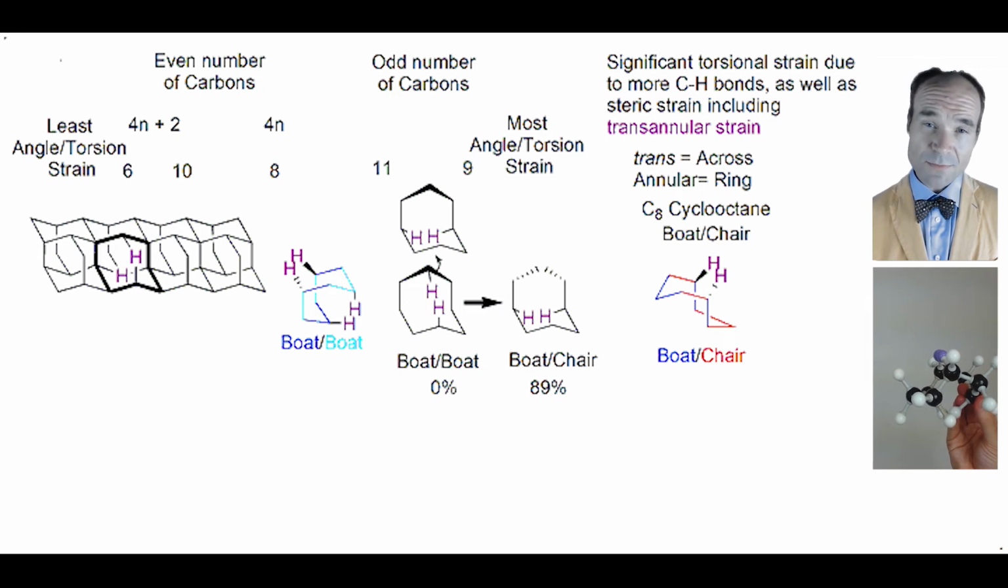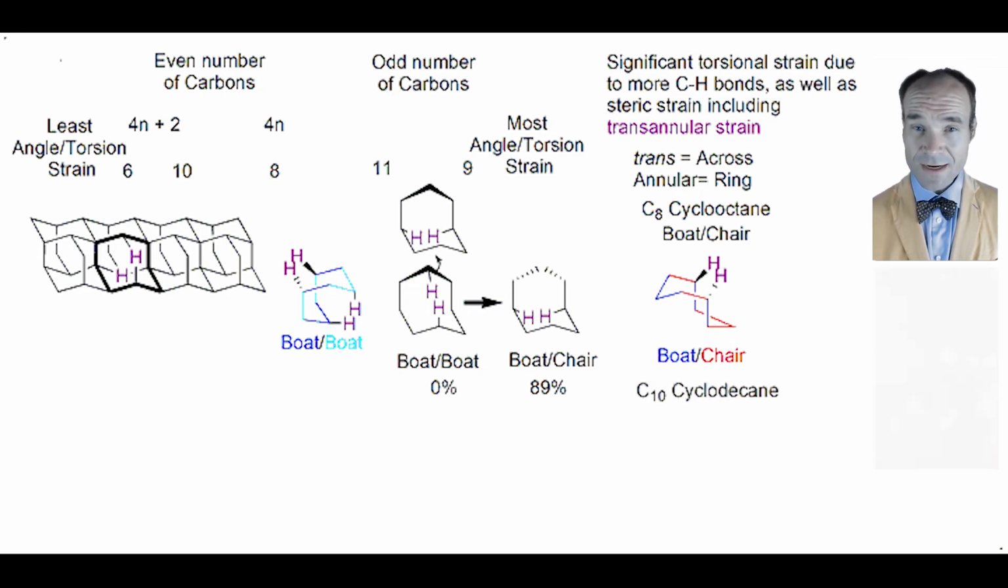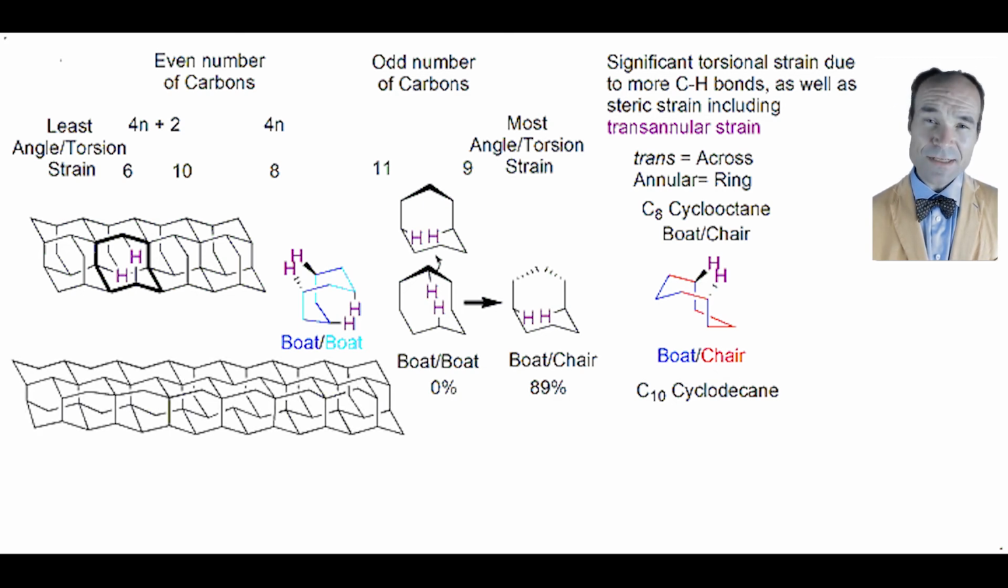Next, we will contemplate the conformations of cyclodecane, C10. It is 4n plus 2, so we would expect the lowest energy conformation to be superimposable upon the lattice. Let's see what we get.